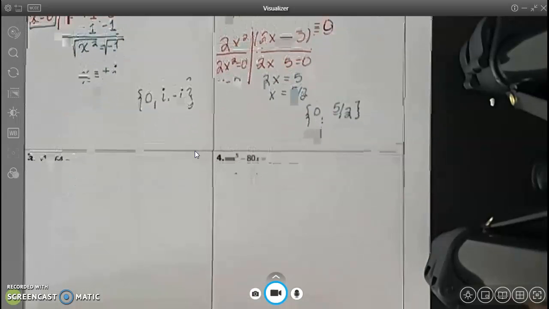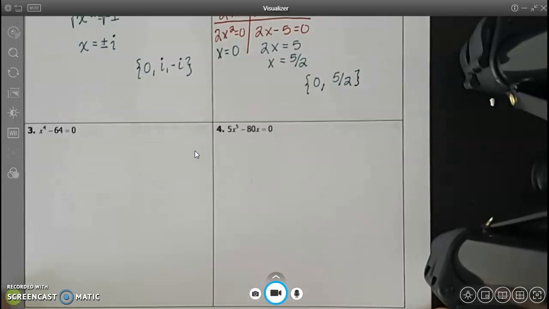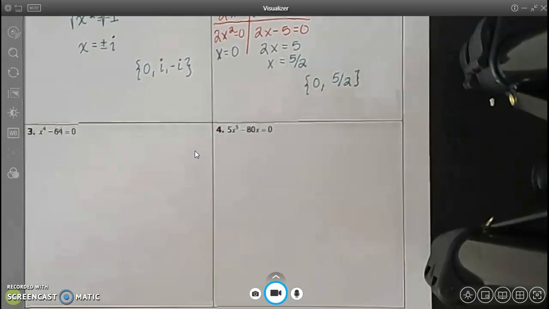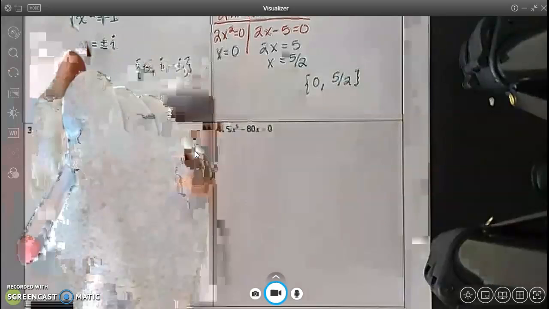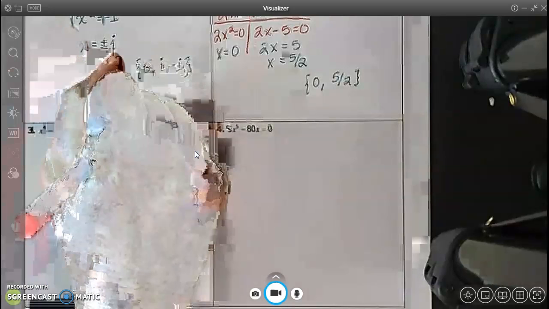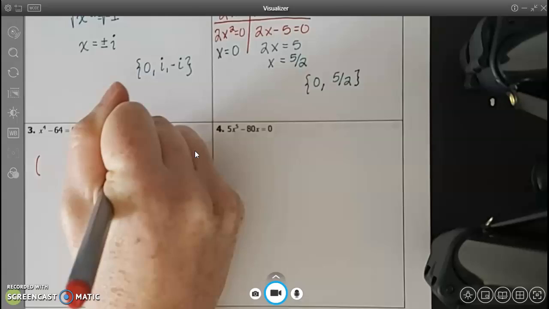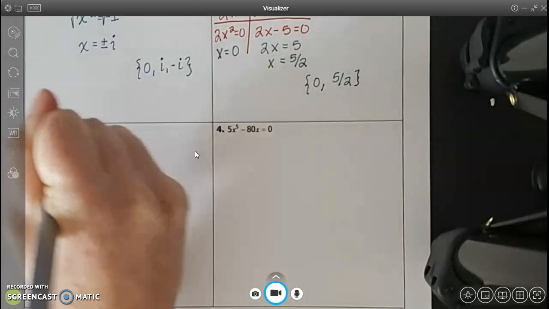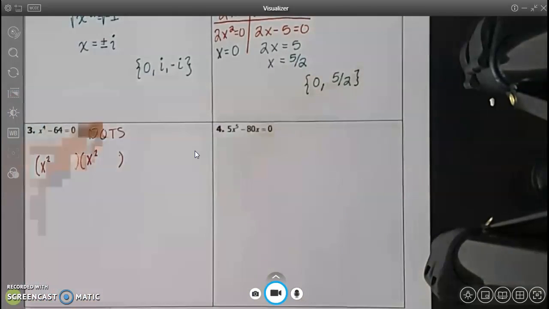Okay, for number 3, this is the difference of 2 squares. This is the difference of 2 perfect squares. So when we factor this, we're going to take the square root of each. The square root of x to the 4th is x squared, and the square root of 64 is 8. And then it's plus minus.